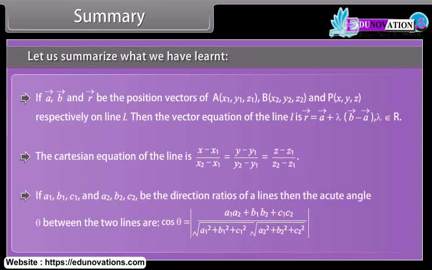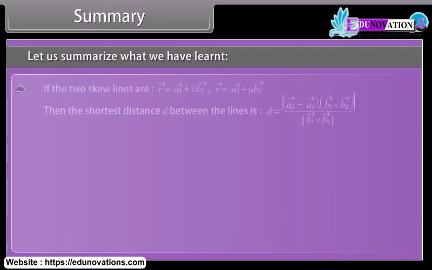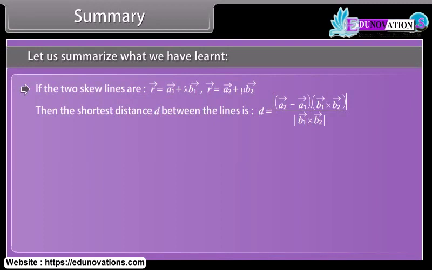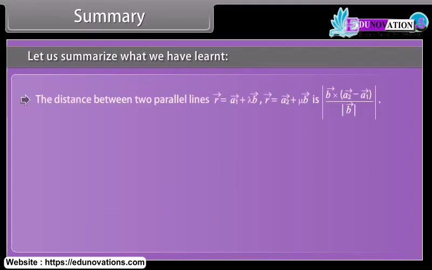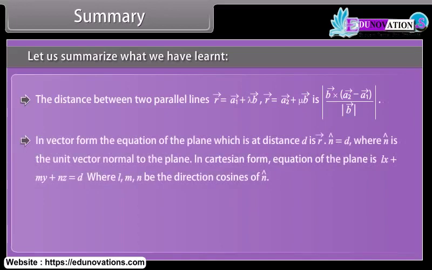If a1, b1, c1 and a2, b2, c2 are the direction ratios of two lines, then the acute angle theta between the two lines is given by the following. If the two lines are skew, then the shortest distance d between the lines, in Cartesian form, is given by the following. The distance between two parallel lines is given by the following. In vector form, the equation of the plane which is at distance d is given by the following, where n cap is the unit vector normal to the plane.